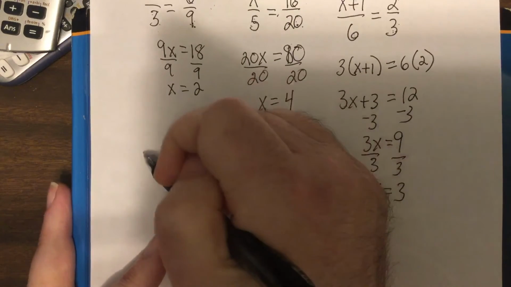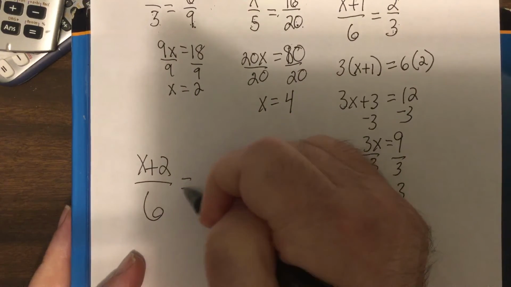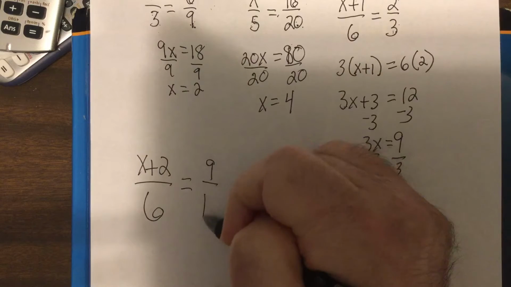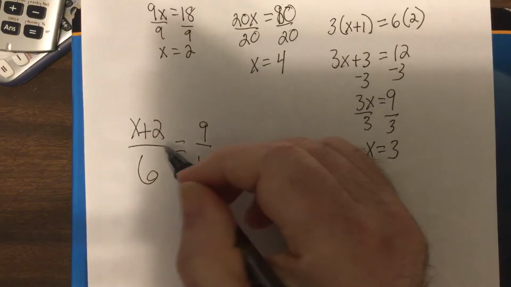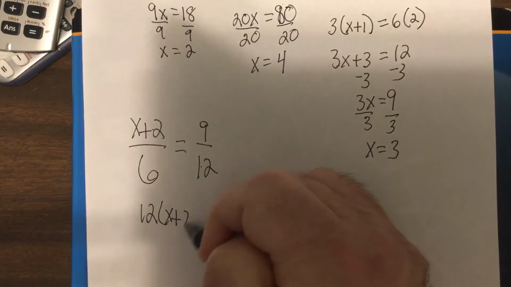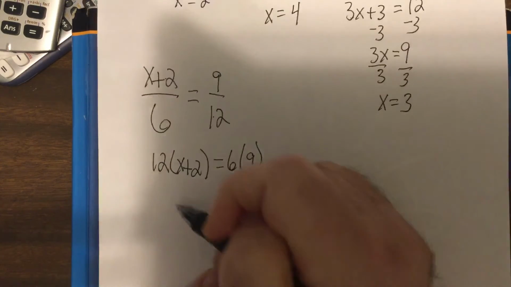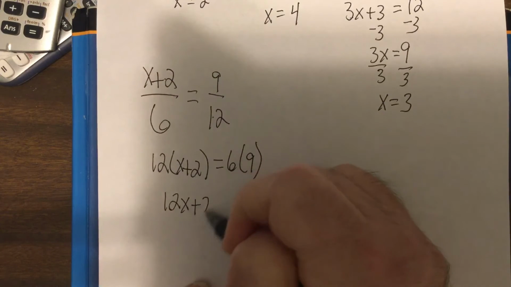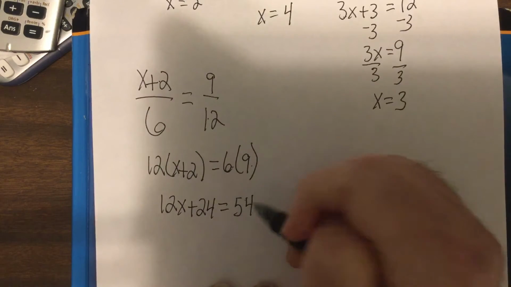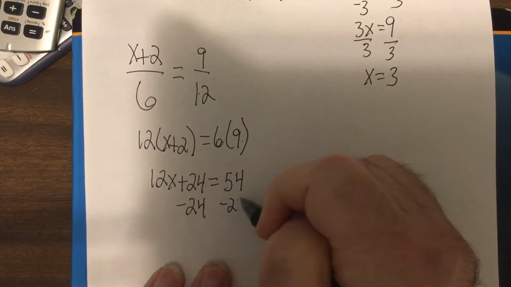Okay, let's try another one here. x plus 2 over 6 equals, let's do 9/12. So I'm going to go cross, 12 times x plus 2 equals 6 times 9. So I'd have 12x plus 24 equals 6 times 9 is 54. So subtract 24 to get the x by itself.